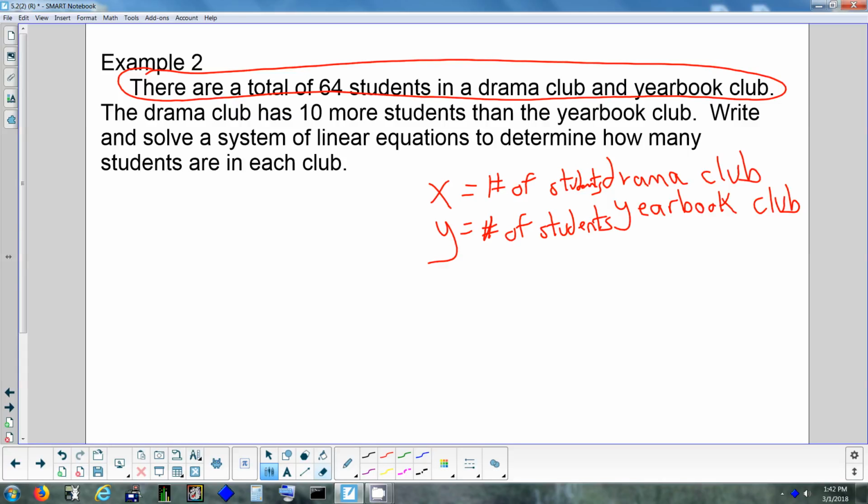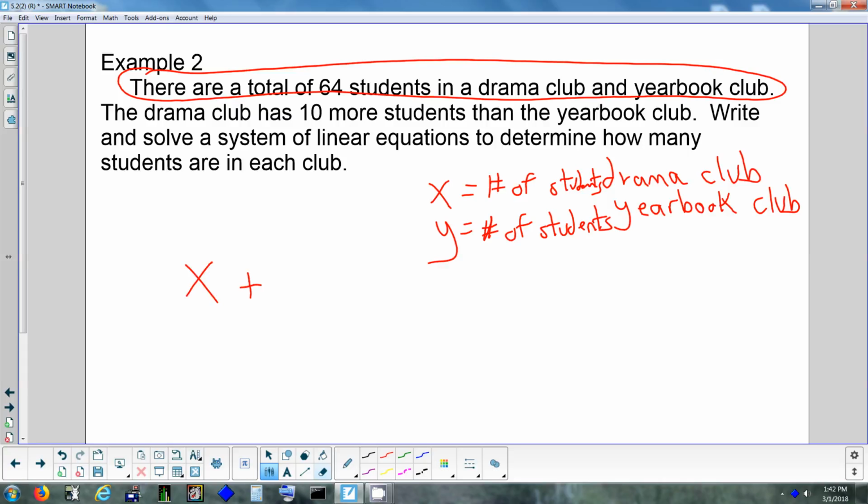So how are we expressing the number of kids in the drama club? With X. So drama club is X. How do I want to show total? What math operation? Plus. Okay, plus, and again, the combined total of students in the drama club and yearbook club is 64. What should I write next?